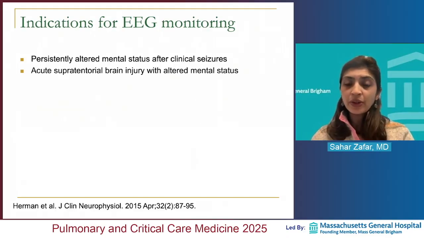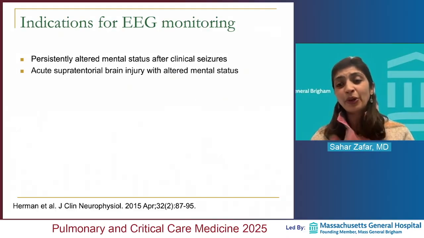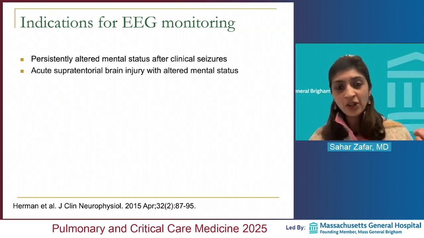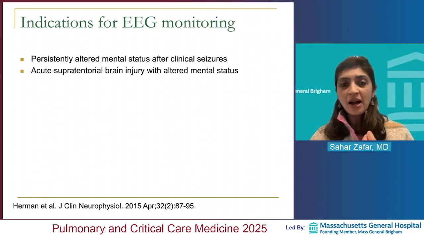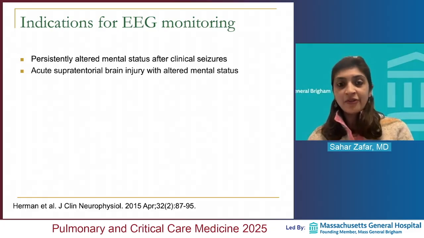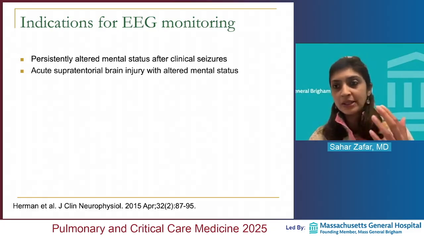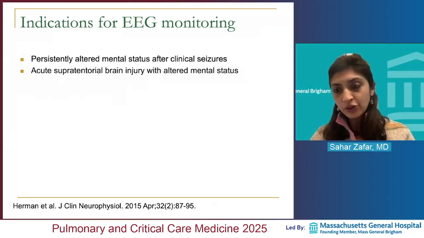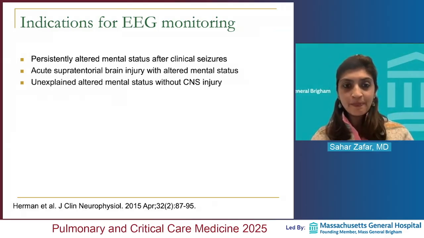Any brain injury with altered mental status that is out of proportion to what you would expect. So a stroke with deficits that match up to the stroke, I wouldn't consider EEG monitoring, but a small stroke that would normally just result in right arm weakness, for instance, but I'm also seeing fluctuating aphasia or fluctuating confusion, I would consider EEG monitoring.